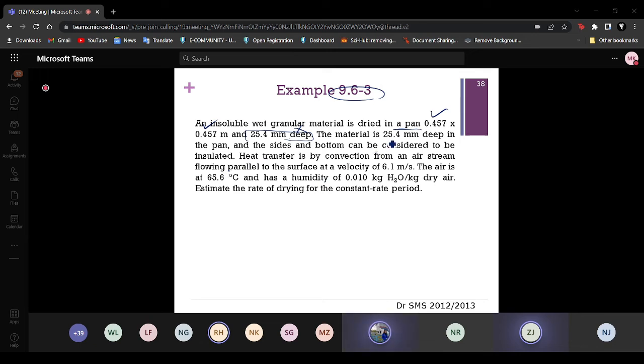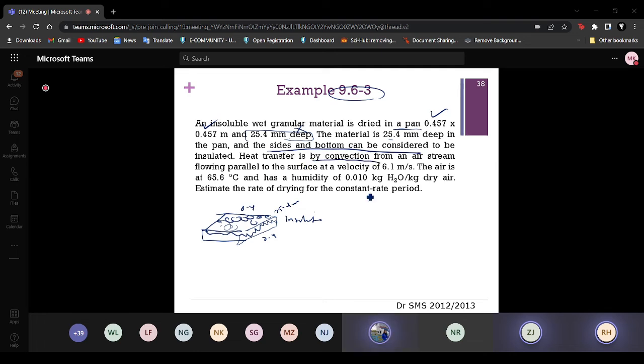Alright, so the material is 25.4 mm depth in the pan, and the side and bottom can be considered to be insulated. So it's something like, kalau you ada letak dalam pan, like that. Okay, so side dia, kiri kanan ni semua insulated. Insulated maknanya tak ada heat pun boleh masuk in and keluar. So dia put dia punya granular material semua kat sini. Okay, so dia ada size lah, size dia 0.4, tinggi ni 25.4 mm. Okay. So heat transfer is by convection.